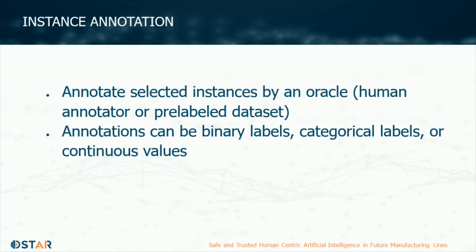5. Instance annotation. After selecting a batch of instances, they need to be annotated by an oracle. The oracle can be a human annotator or a pre-labeled dataset. The annotations can be binary labels, for example, positive or negative, categorical labels, for example, classes, or continuous values.